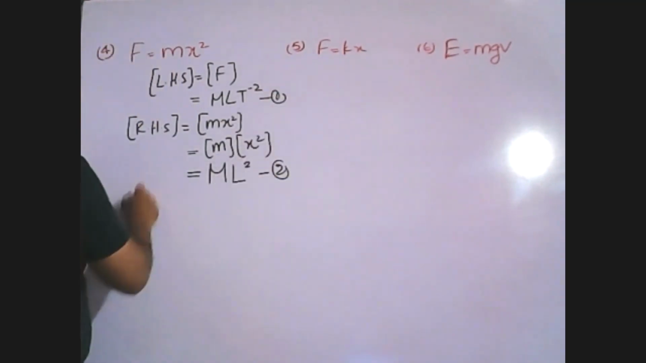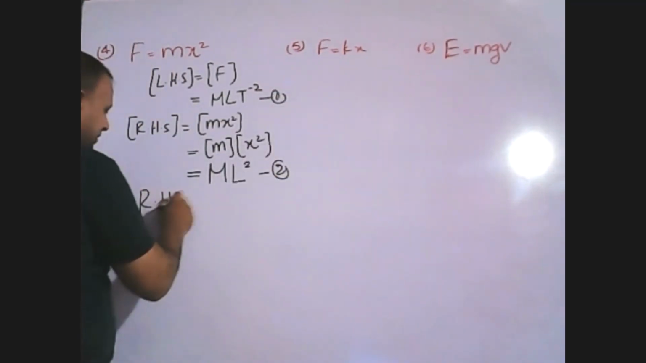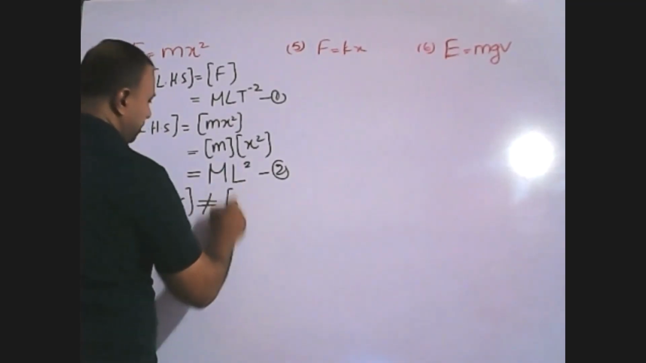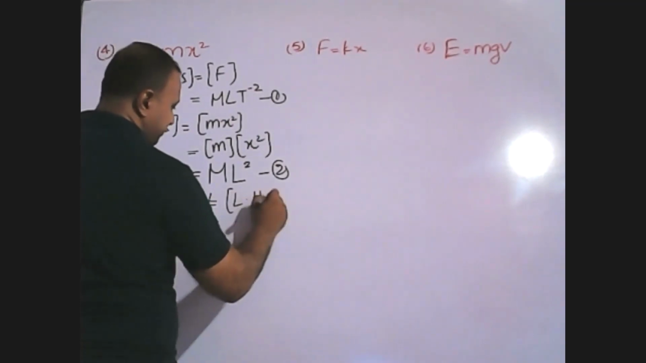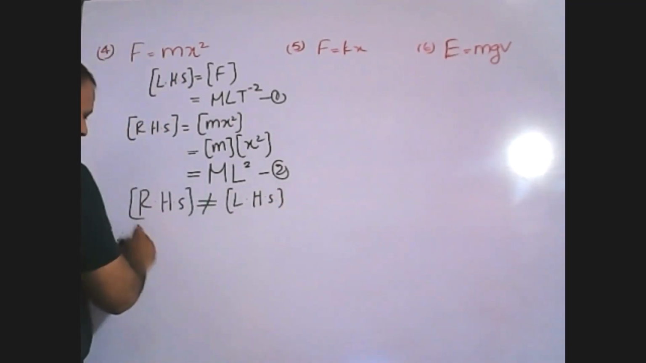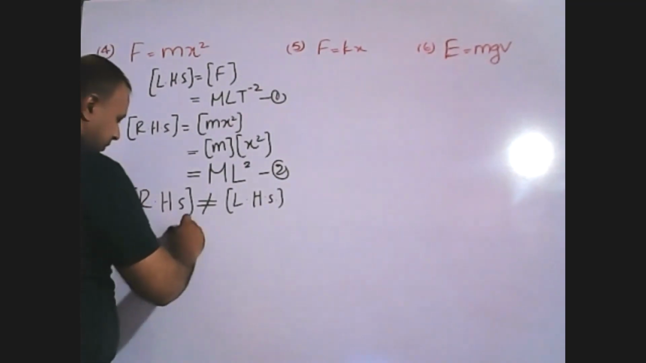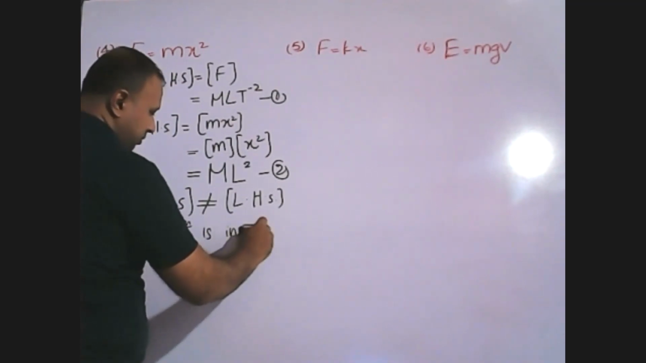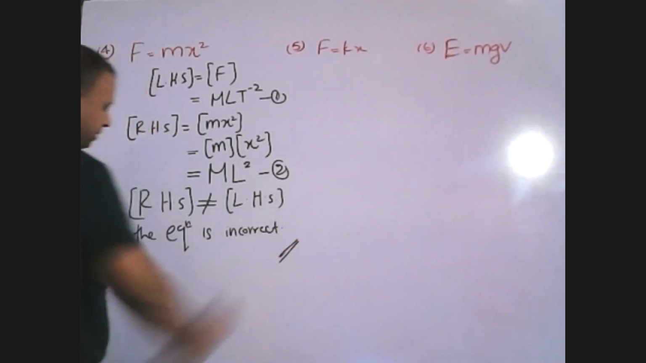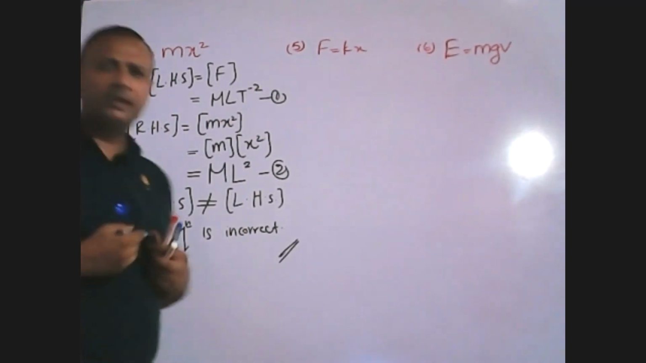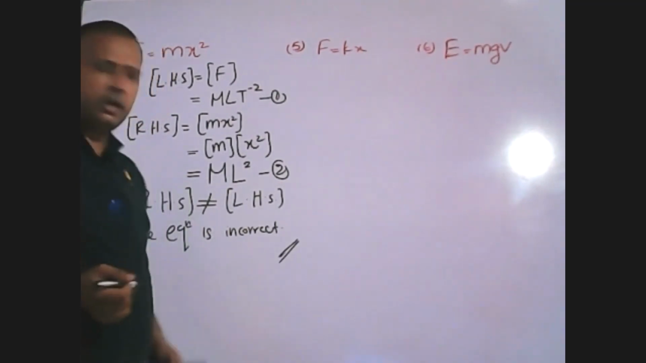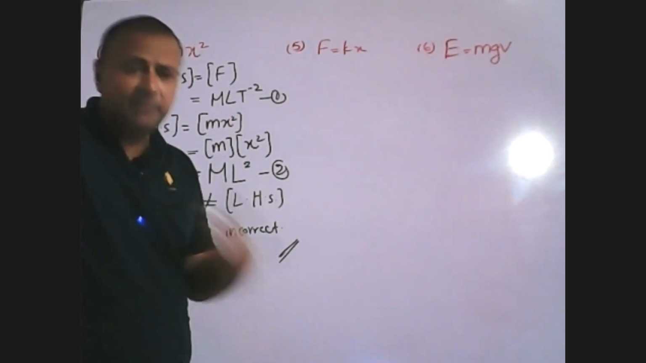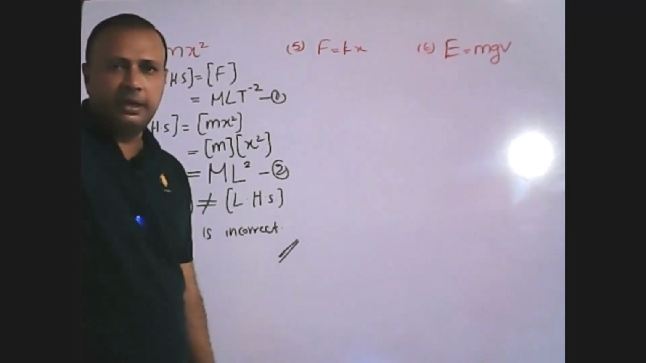From 1 and 2, we can say dimension of RHS is unequal to the dimension of LHS. Therefore, the equation is incorrect. Do not write dimensionally incorrect, because if it is incorrect, we can say exactly that this equation is incorrect.